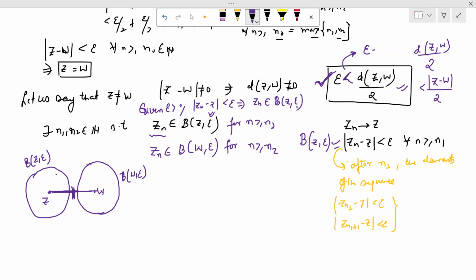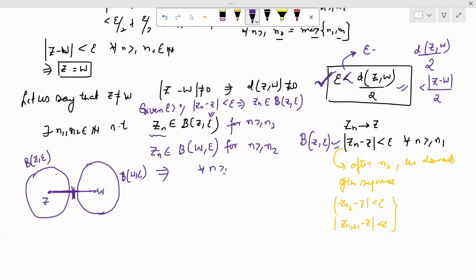and of radius epsilon. Okay, so I hope it is clear that if Zn is convergent and converges towards Z, then the elements of the sequence must be contained in the open ball centered at Z and radius epsilon. Similarly, if Zn converges towards W, what does it mean? It means that Zn must be contained in the open ball centered at W and radius epsilon, and mind this epsilon exists.